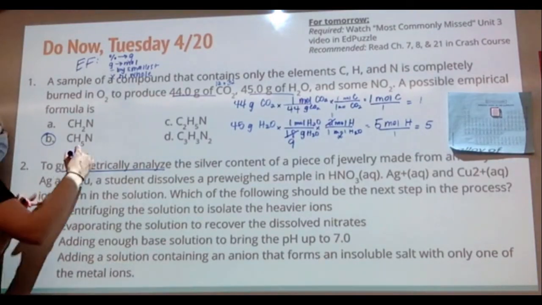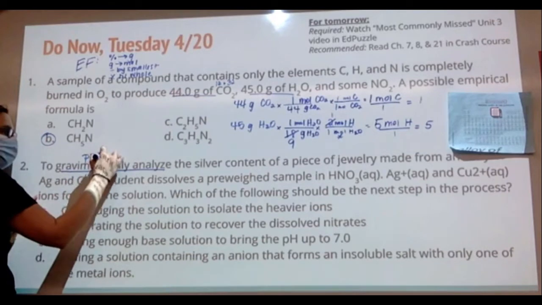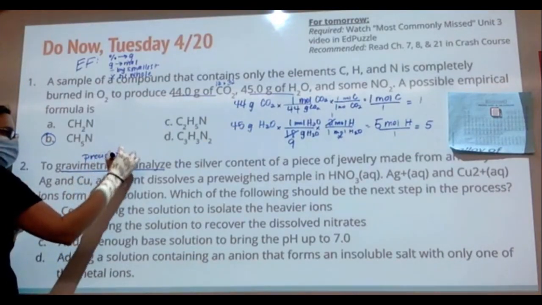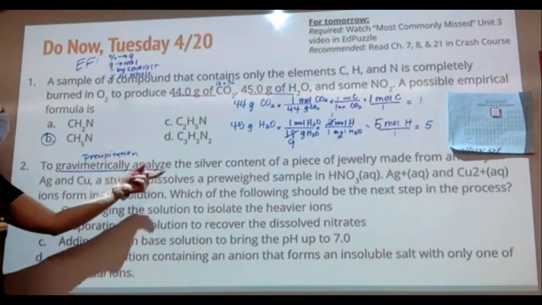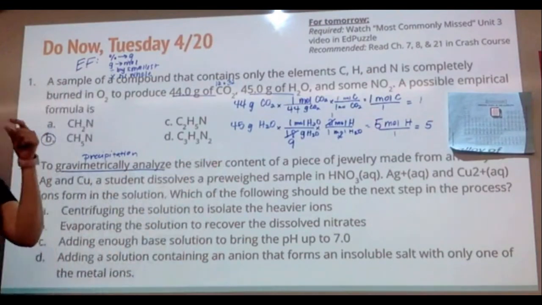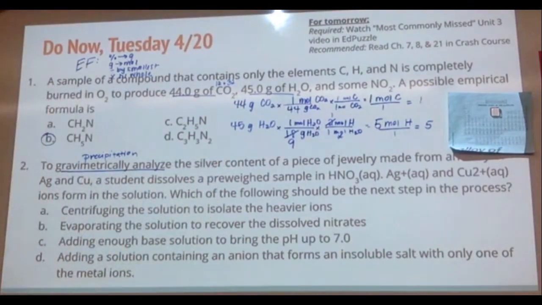Gravimetric analysis deals with precipitation. I don't mean rain, I mean the formation of a solid. Precipitation is the formation of a solid in a chemical reaction. So knowing that it specifically says that we are gravimetrically analyzing silver, that means that our goal is to actually get solid silver out of this mixture.